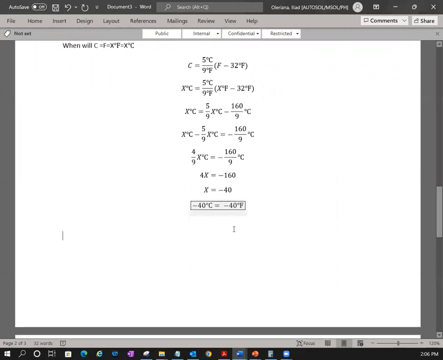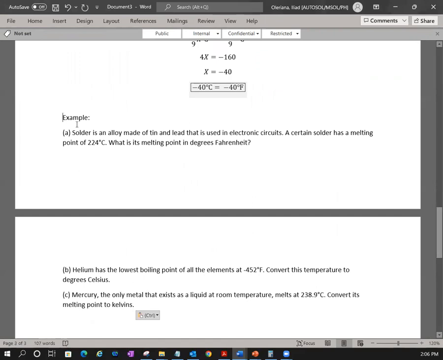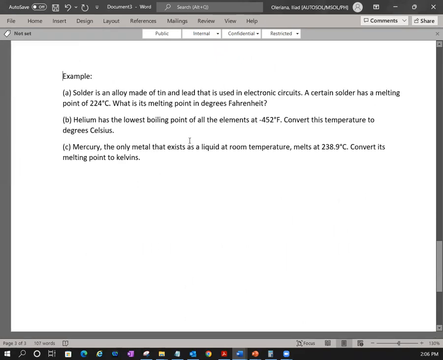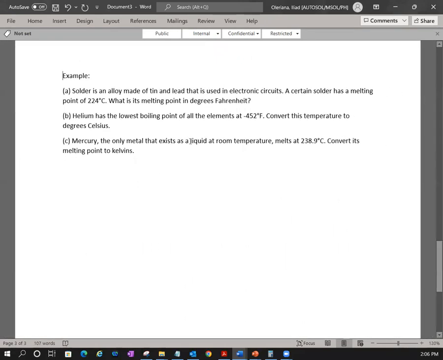So, we will now go to the example para medyo ma-practice tayo. Ito yung example, babasahin natin. Copy muna natin dito. Okay, basahin natin. Example, letter A. Solder is an alloy made of tin and lead that is used in electronic circuits. A certain solder has a melting point of 224 degrees Celsius. What is its melting point in degrees Fahrenheit?